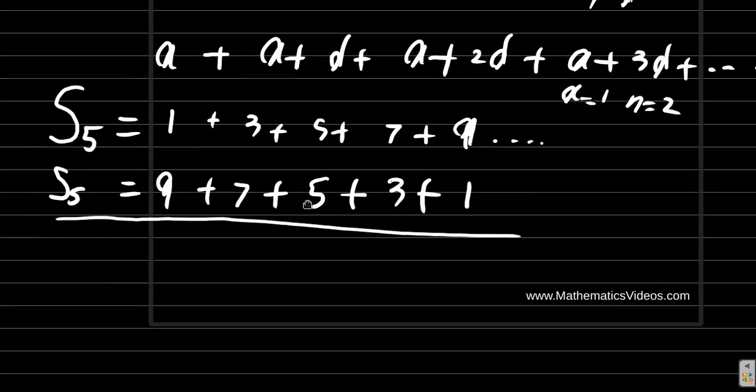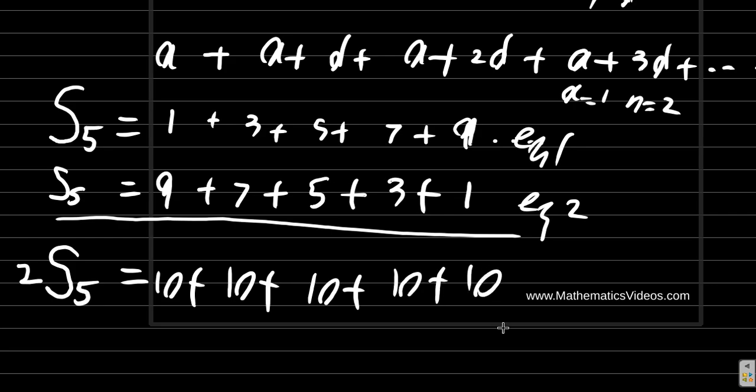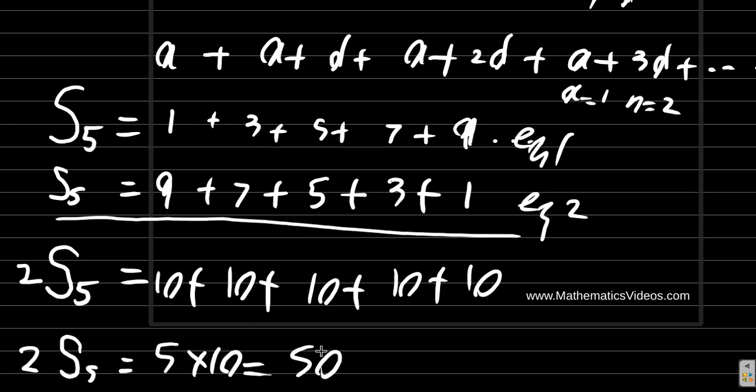We consider this as equation 1 and this equation 2. And we say equation 1 plus equation 2. This would be 2 times S5, equal 9 and 1, 10, plus 7 and 3, 10, plus 5 and 5, 10, plus 3 and 7, 10, plus 1 and 9, 10. Interesting. So 2 times S5 would be 5 times 10, which is 50. So that's what we have.